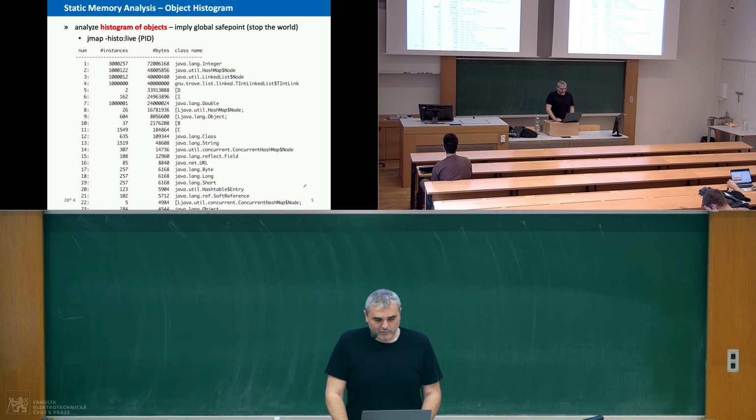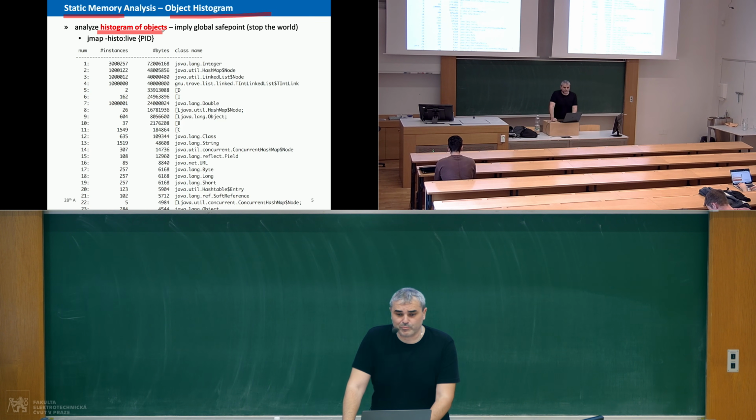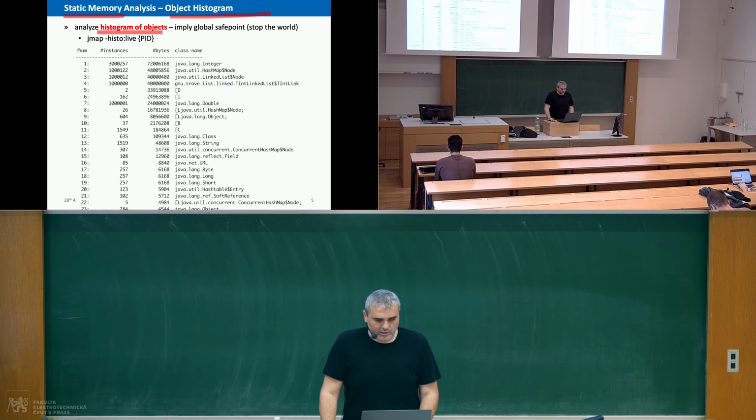So let's look for available tooling at the moment. Start with the static memory analysis. The basic approach is to study the object histogram. That's the simplest approach you can take. So you simply analyze the histogram of objects. Here is one such output of a histogram. You see here various classes and the number of instances in this column, and total consumption of bytes related to those instances.